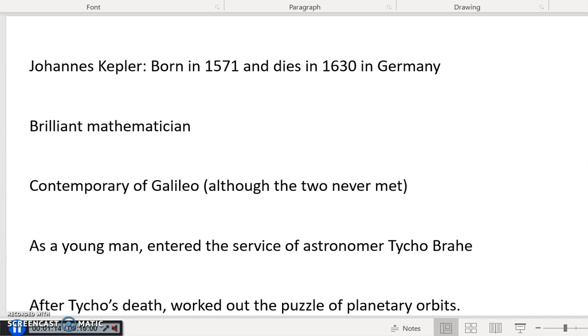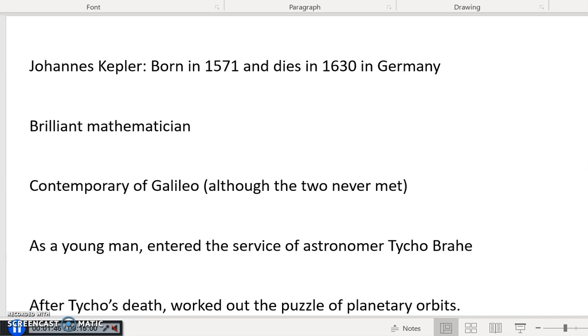Now, you need to know something about Tycho. Being the royal astronomer in the Dutch kingdom, he had access to the best observatory in the world at the time, with the best instruments. He had world-class instruments. Now, the telescope had not been invented yet. When Kepler was a young man and started working for Tycho, the telescope was on the horizon. It had not yet been invented. But Tycho did have the most precise instruments of the day.